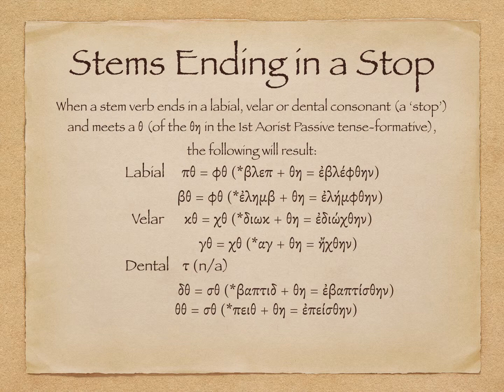Especially helpful for the gamma there up against a theta. The kappa is much easier to pronounce. The dental, as Mounce notes, tau coming up to theta is not in the New Testament, but the delta and theta, both of those drop, and the sigma takes over.